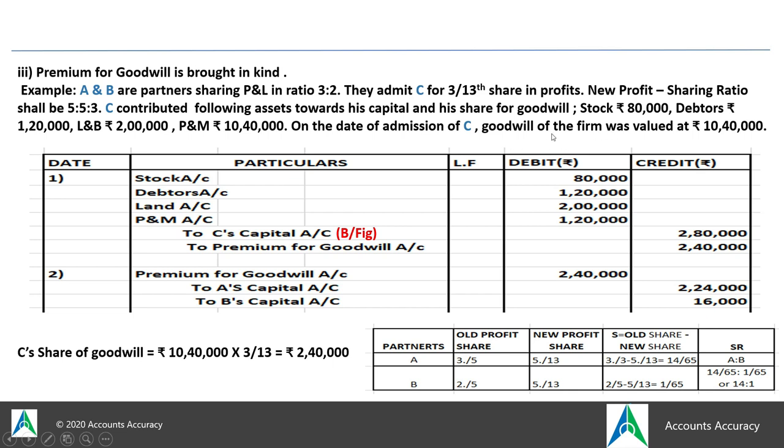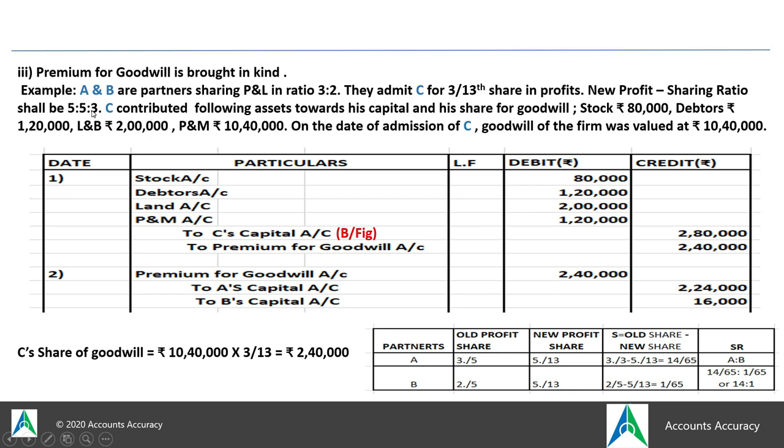Again, it has also been given that goodwill of the firm was valued at 10,40,000. So 10,40,000 is the total goodwill of the firm. We need to find out the goodwill share of the new partner, that is 3/13th of this 10,40,000, because this is the total value of goodwill of the entire firm. So C's share of goodwill is 3/13th of 10,40,000, which comes to 2,40,000.